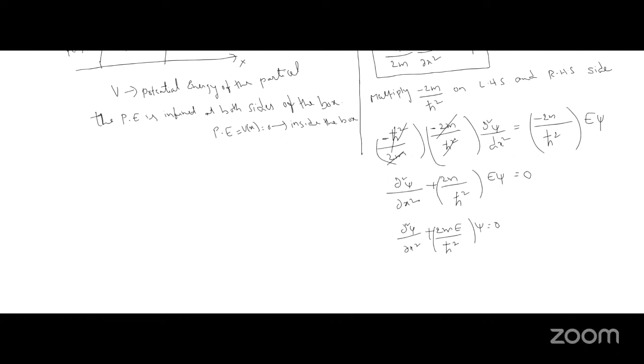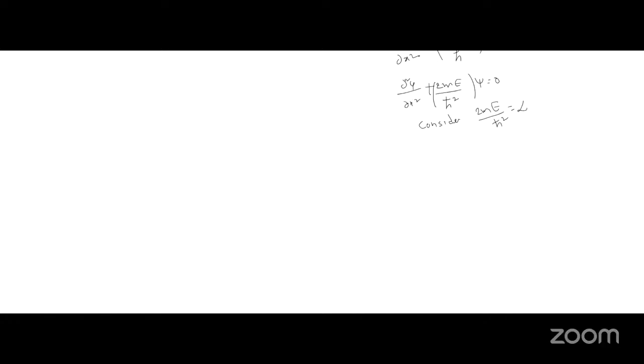Consider 2mE by h bar squared equal to alpha squared. Then d squared psi by dx squared plus alpha squared psi equal to 0. This is one of the important equations we got. Alpha squared equal to 2mE by h bar squared is equation number 1, and d squared psi by dx squared plus alpha squared psi equals 0 is equation number 2.